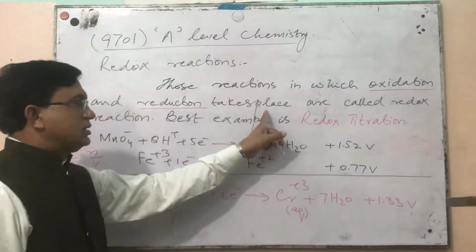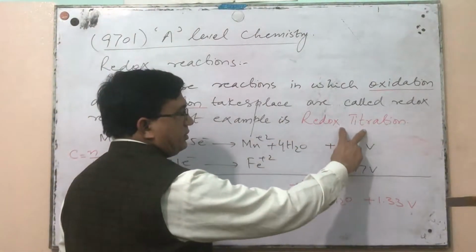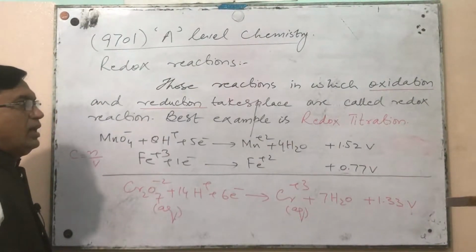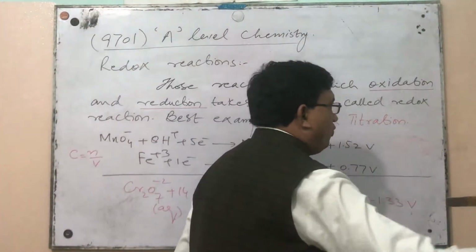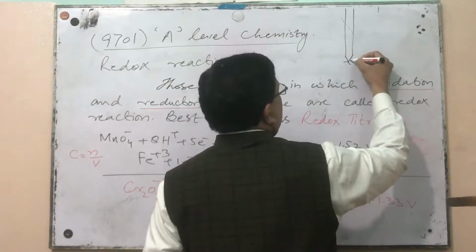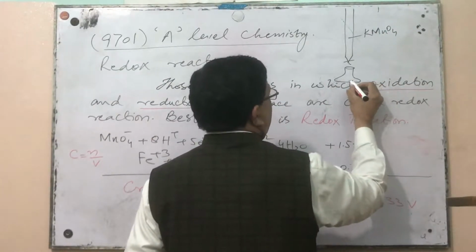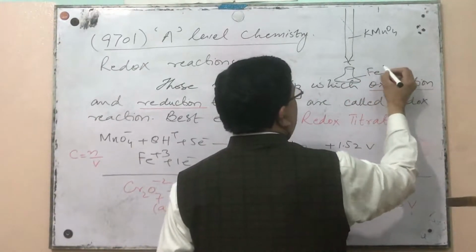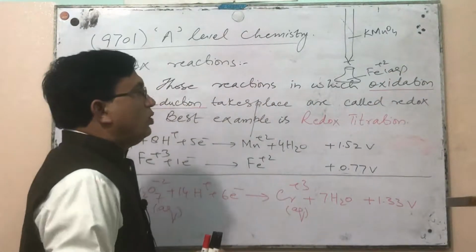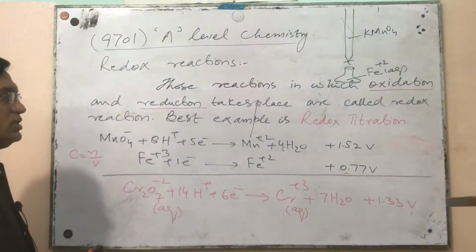Now, the redox reactions can be best explained by taking the redox titration. By considering redox titration, we know that in a burette we normally take KMnO4 solution, and in the conical flask we take, for example, ferrous sulfate solution, Fe2+ aqueous solution. Now, ferrous sulfate solution acts as a reducing agent and KMnO4 acts as an oxidizing agent.